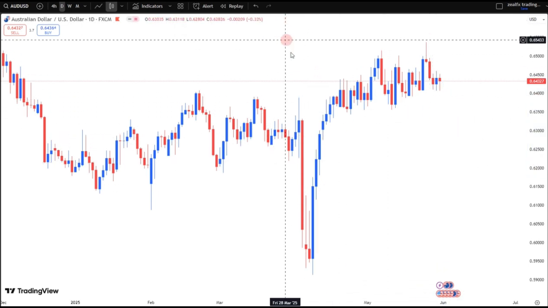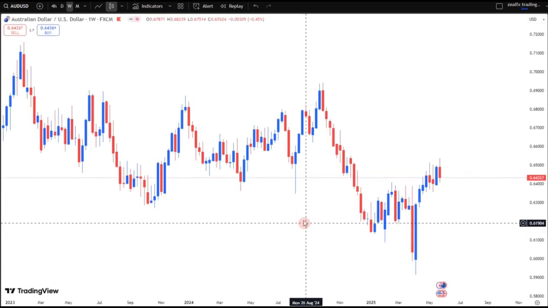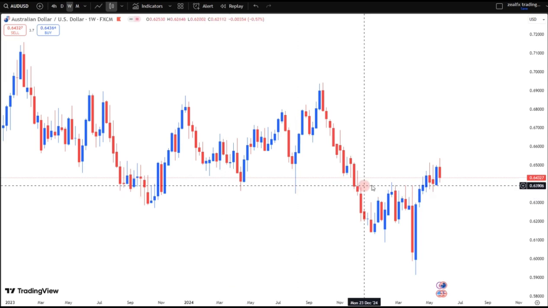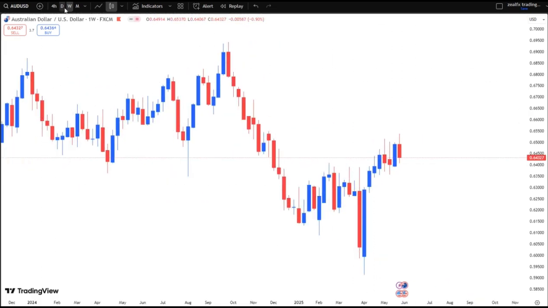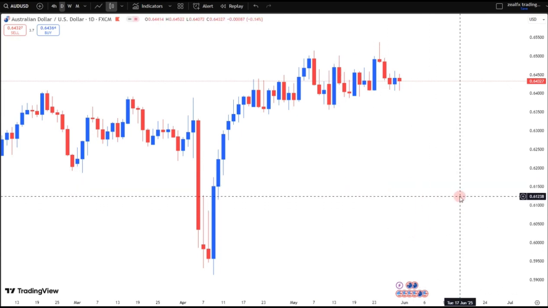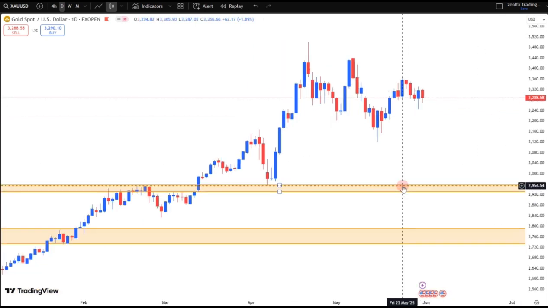So let's look at the weekly chart of the Australia USD. On my weekly chart, we see price on a resistance, also price on a support level. So we have no decision on Australia USD yet for next week. We wait for Australia USD to give us a clear scenario for where we expect price to go this coming week. So let's look at the gold USD.